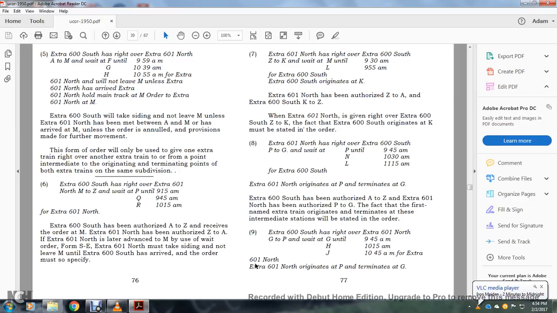When Extra 601 North is given the right over the Extra 600 South, Z to K, in fact the Extra 600 South originates at K and must be stated in the order.